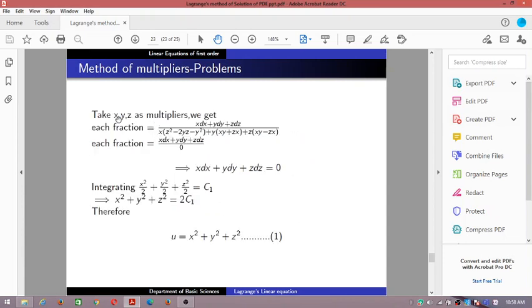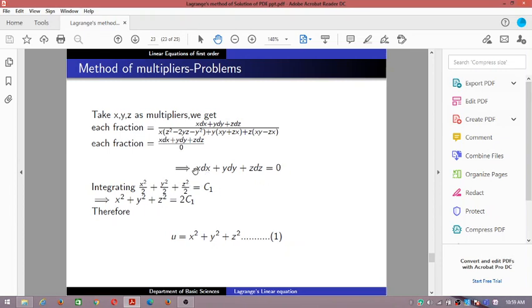Here we are choosing multipliers. L is equal to x, M is equal to y, and N is equal to z, so that LP plus MQ plus NR is equal to 0. The first condition is satisfied, and L is purely a function of x, M is purely a function of y, and N is purely a function of z. Hence we can say that L dx, that is x dx, plus M dy, that is y dy, plus N dz, that is z dz, is equal to 0. Now each term is integrable.